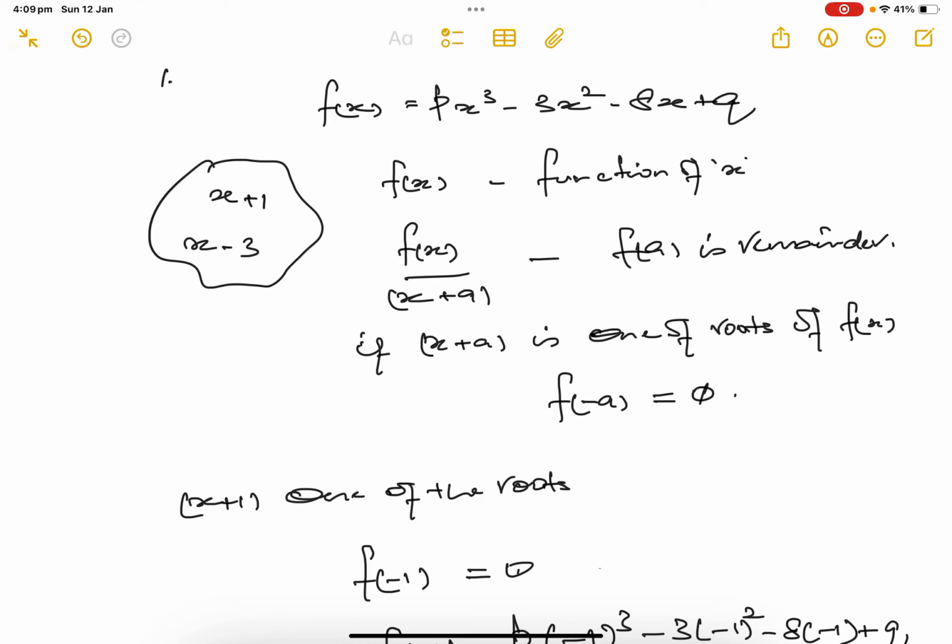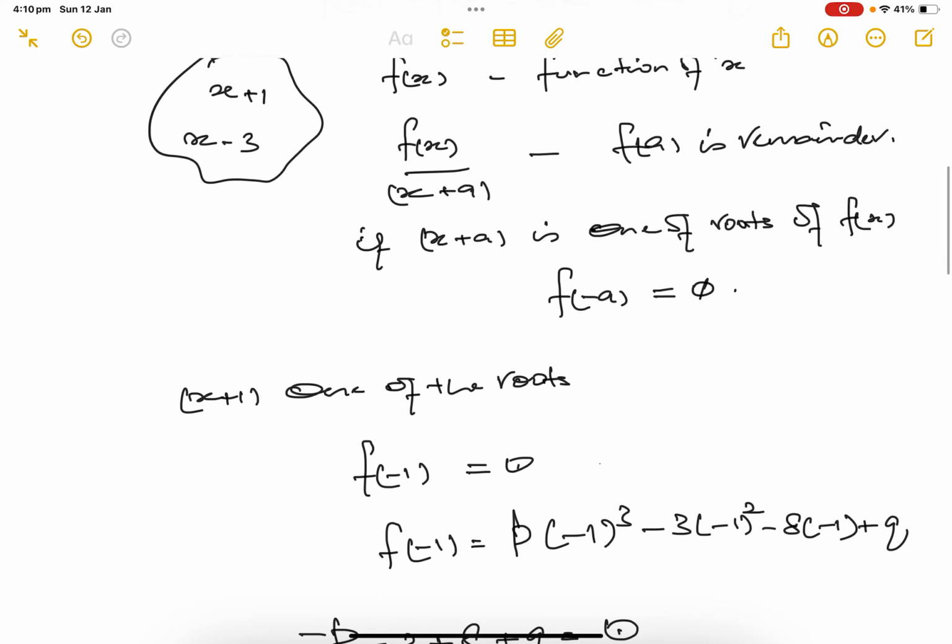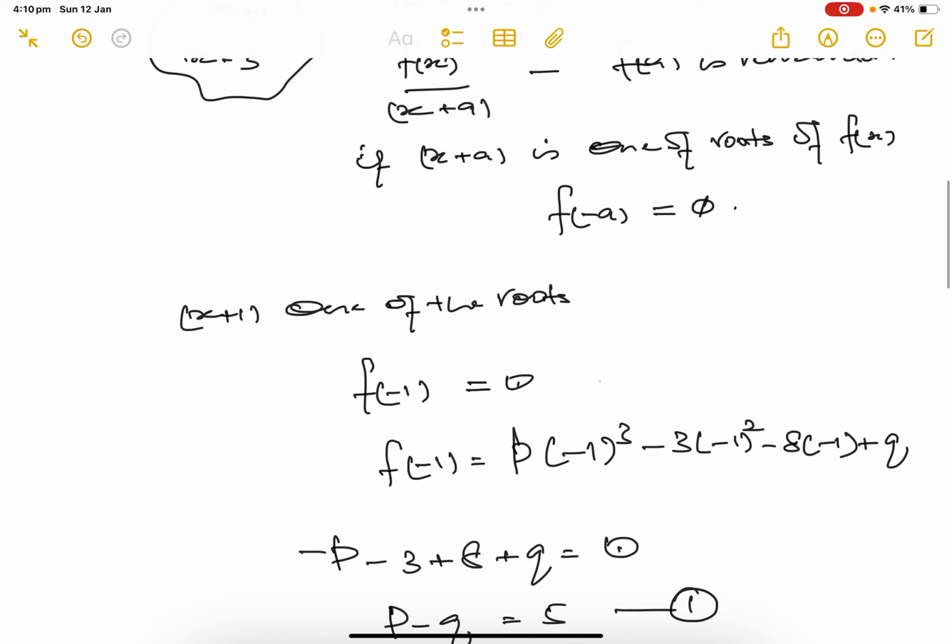So let's go to our question. f(x) is px cubed minus 3x squared minus 8x plus q. We've been given x plus 1 is one of the roots of that function f(x). That means f(minus 1) equals 0, because when you divide a function by another function and the dividing function is a root, the remainder will be 0. So f(minus 1) is 0.